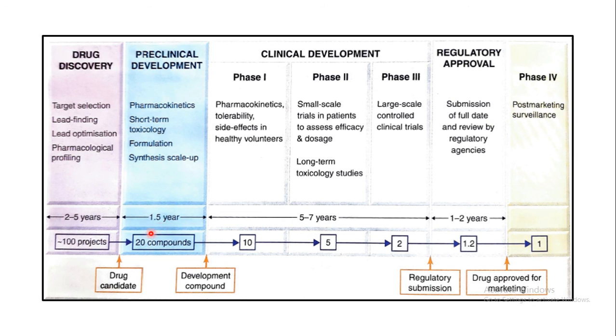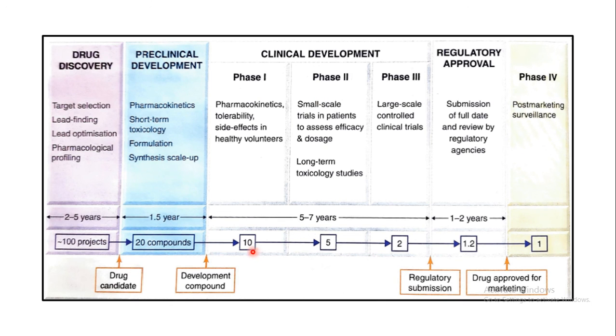Roughly, maybe 100 compounds were discovered in this particular stage. Out of that maybe only 20 compounds were found suitable to go for clinical development. So here onwards the development of your actual drug starts. Here the drugs are being tried in human beings. Kinetics, tolerability, and side effects in healthy individuals are tested. Say, for example, out of the 20 compounds found to be ideal in preclinical development, only 10 will be found to have ideal properties in phase 1, which will enter phase 2.